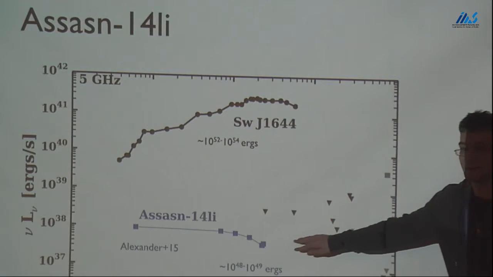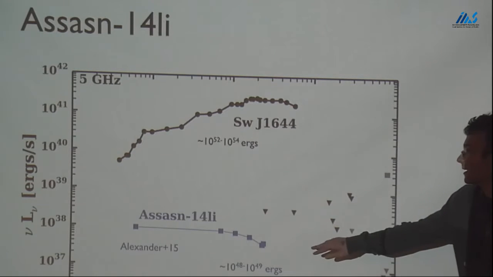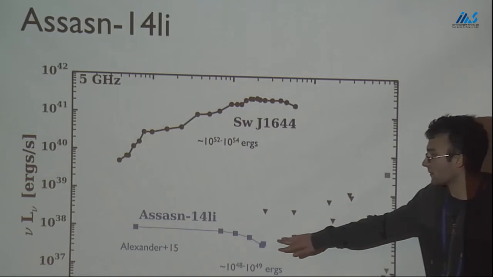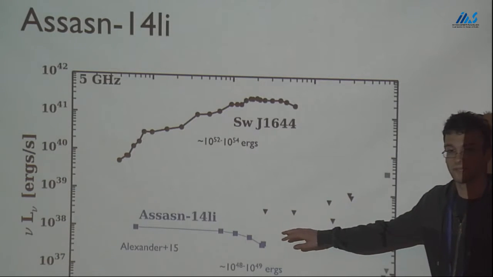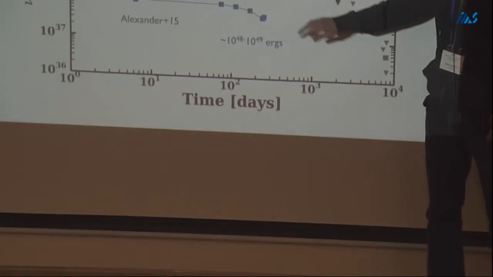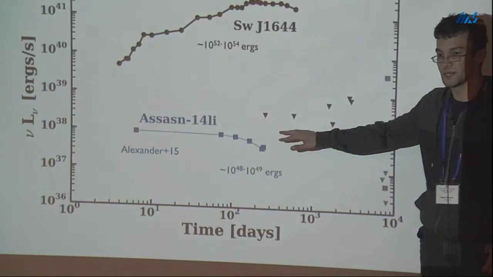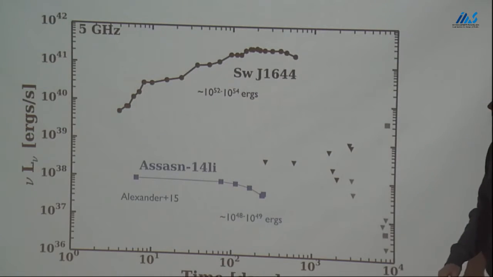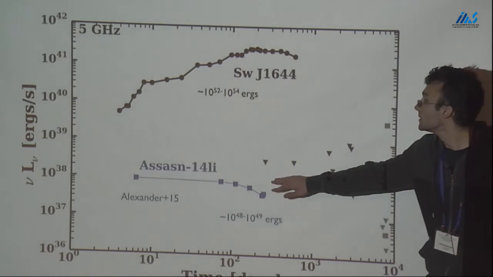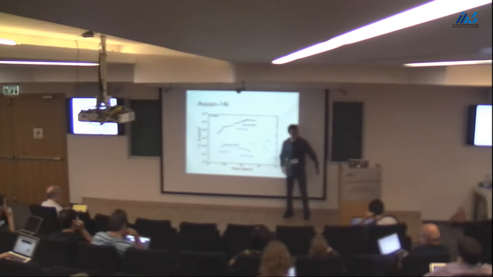Now we've been hearing a lot about this particular tidal disruption event, ASASSN-14li, and for the purpose of my talk, this is interesting because it also shows evidence of an outflow, which is however inferred to be much weaker than the Swift event, with total energy orders of magnitude below that of the Swift.